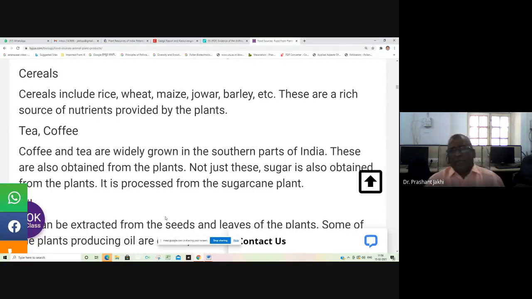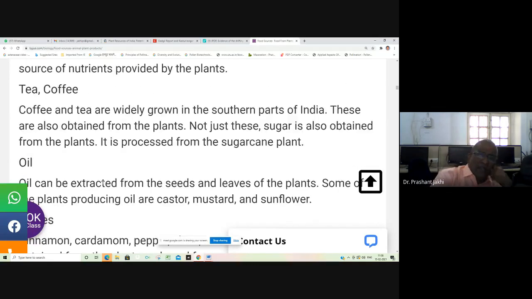I think most of you are aware of the difference between cereals and millets. Minor cereals, that is millets. So the cereal group includes rice, wheat, maize, jowar, barley, etc., which are a rich source of nutrients as well as a source of carbohydrate. Then tea and coffee, which are used for different refreshing drinks. Coffee and tea are widely grown in the southern part of India. These are also obtained from plants.